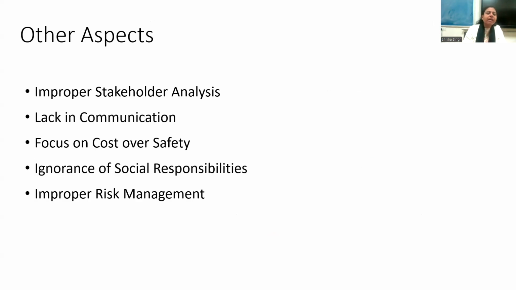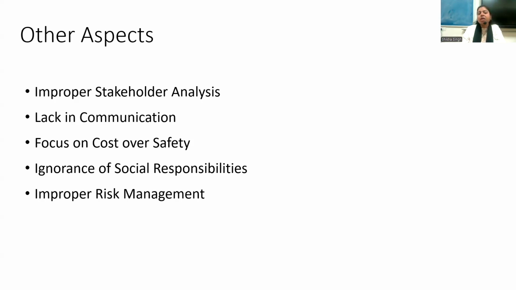Along with that, there were some other aspects which we have seen, like stakeholder analysis. Remember stakeholder analysis? I think there was one dedicated session on this also. You know who the stakeholders are, right? Especially who the key stakeholders are, what their requirements and needs are, and how your product is going to fulfill their requirements. Then the lack of communication and the focus on cost over safety. General Motors was more focused on reducing cost; cost cutting was their main focus, right? Then ignorance of social responsibilities.